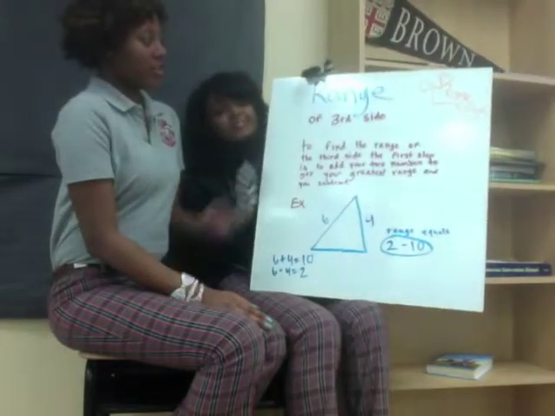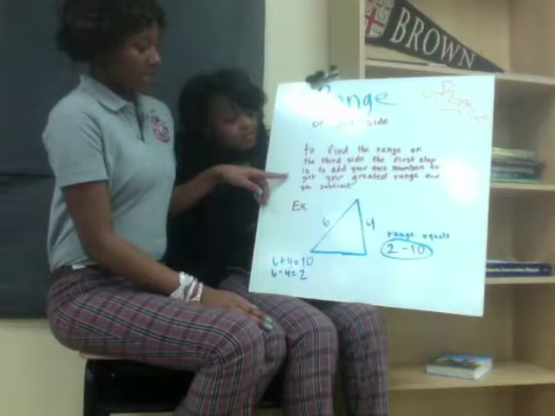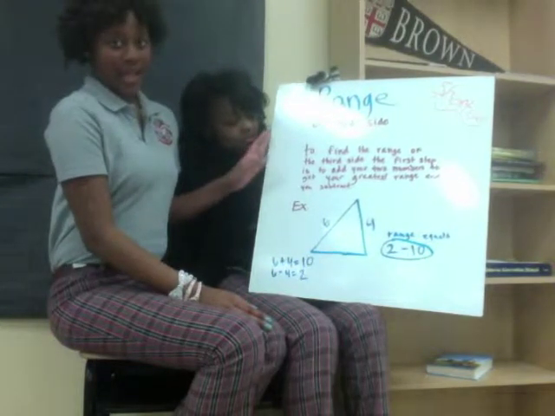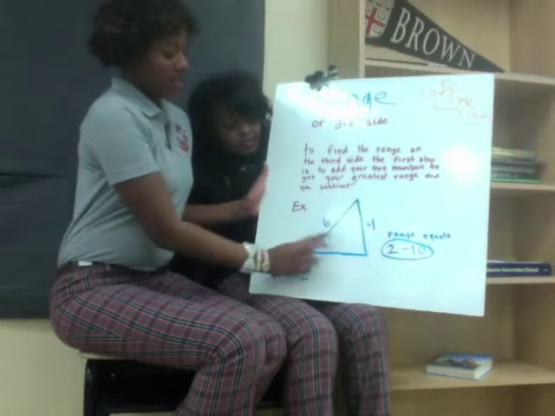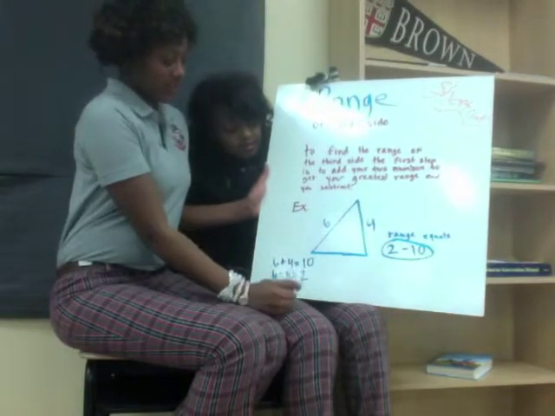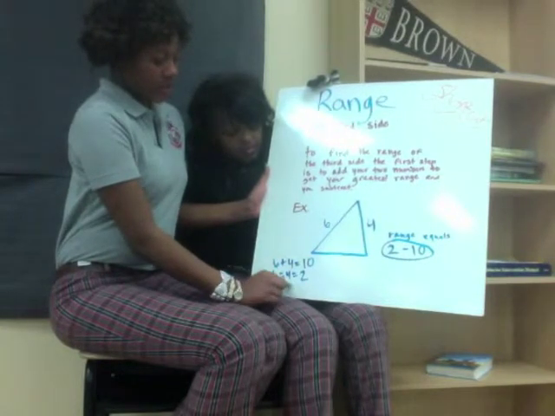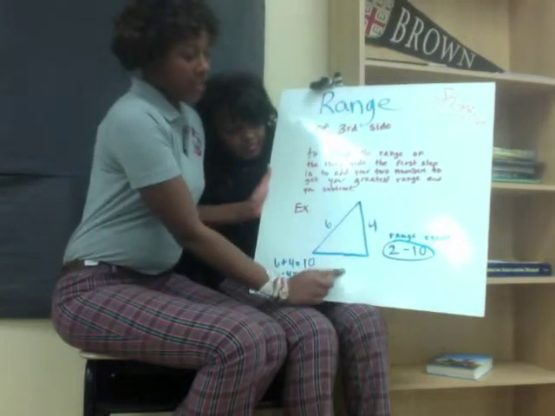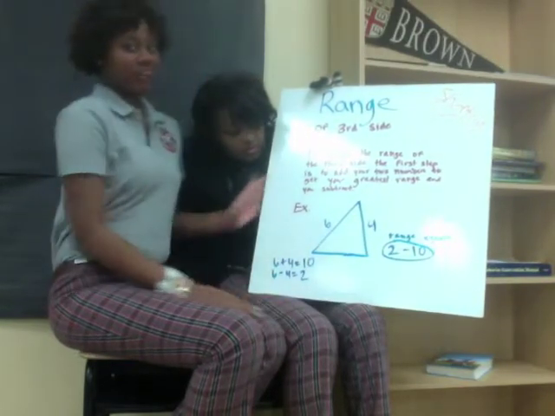We have a shortcut for range. To find the range of your third side is just like what we just did. You're going to add your two smaller sides, 6 plus 4, which is 10, and 6 minus 4, which is 2. So the range of your third side is going to be a number in between 2 and 10. Simple.